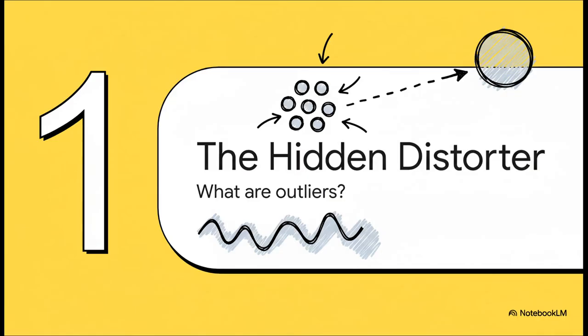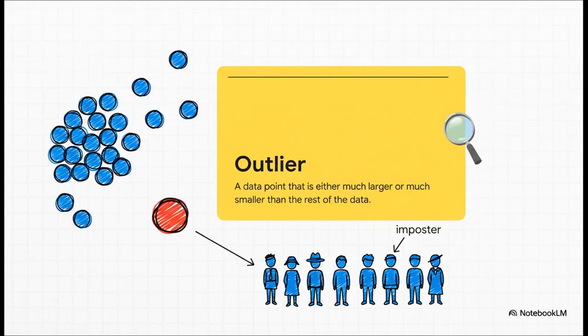All right, first things first. We need to get to know our culprit. So, what exactly is an outlier? And maybe even more importantly, why should we care? In simple terms, an outlier is just a data point that's the odd one out. It doesn't really fit in. I like to think of it as an imposter in a police lineup, right? You've got all the similar-looking points clustered together, and then there's this one character way off to the side that's either way bigger or way smaller than everyone else.